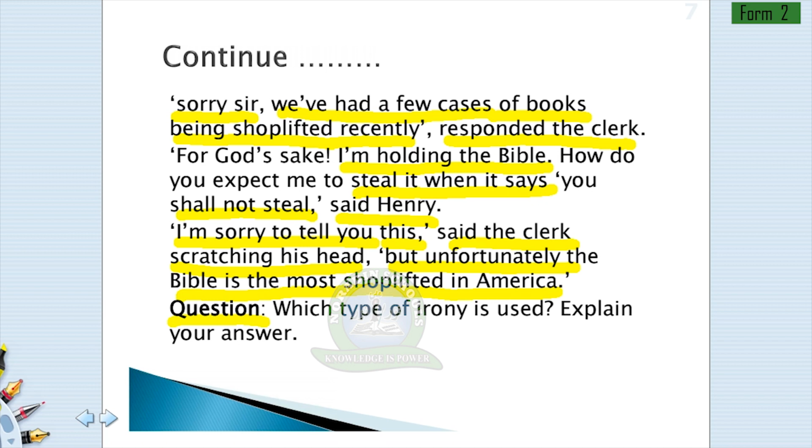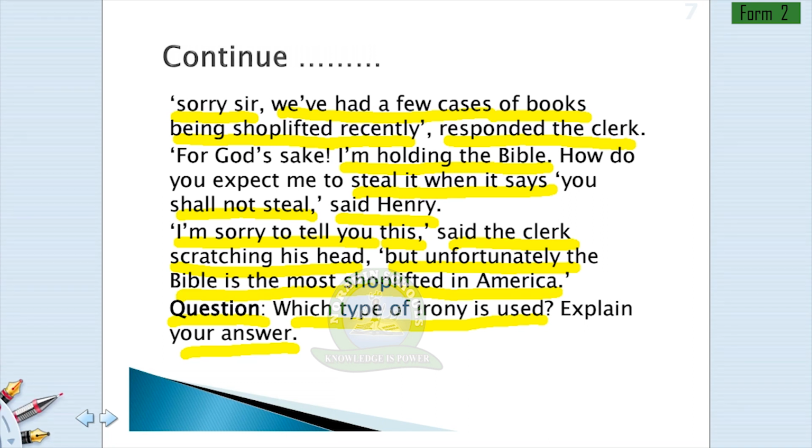What type of irony is used in here? This passage about Henry and the clerk, about the Bible. Which type of irony is used? It can be either verbal or situational. Explain your answer. The first two, we said that these are verbal irony. But what do you think about this one? What do you expect? You have a few seconds to see this question.